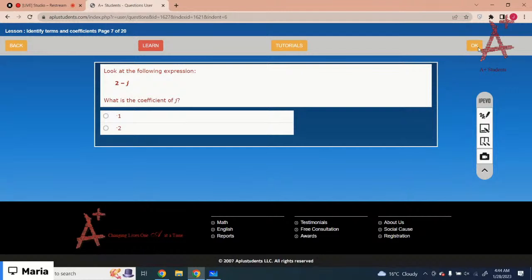Okay, look at the following expression. What is the coefficient of j? So which is the correct option? The coefficient of j is -1. Got it? You haven't written any number with it, that means it would be -1. So the coefficient of j is -1.